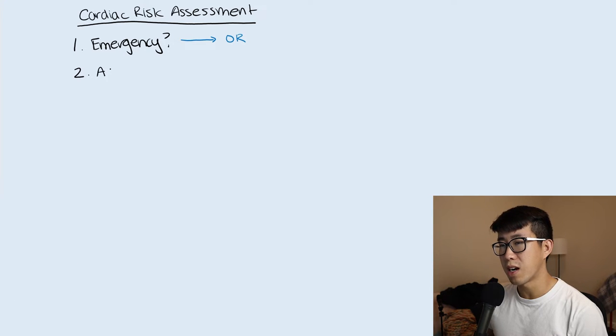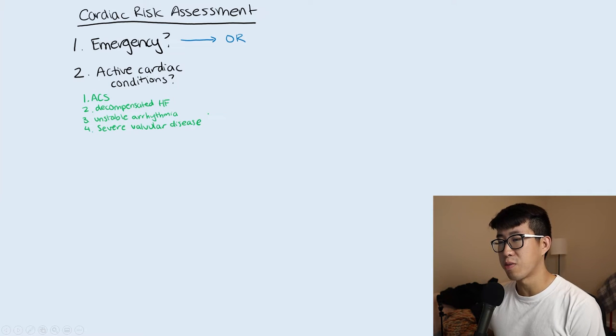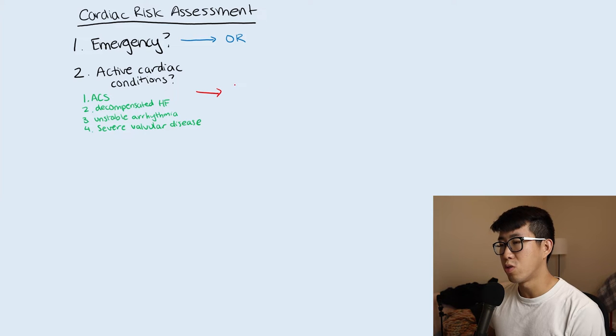And that is going to be, are there any active cardiac conditions? So the conditions we're going to be looking for here are four conditions. That's going to be acute coronary syndrome, decompensated heart failure, unstable arrhythmias, whether that's bradyarrhythmia or tachyarrhythmia, or severe valvular disease. Generally, aortic stenosis is going to be the one that we're most worried about. And if any of these are present, then we need to treat these conditions before we go to the OR.